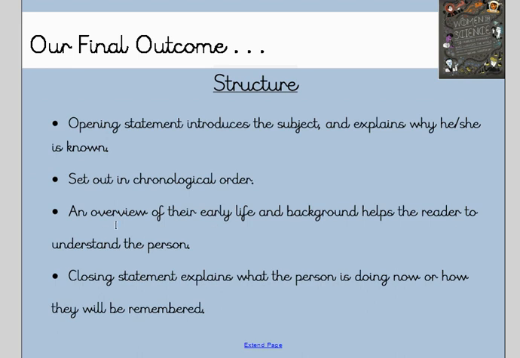So it's not just about what they've done in their adult life. Actually, we want to know a bit about that person as well and develop our whole picture of this person that we're reading about. And then a closing statement that explains what the person is doing now or how they are or will be remembered. Okay, and that depends whether this person is still around or whether this person is no longer alive. So you'll be talking about either what they're doing now and how they'll be remembered, or if they are no longer with us, you'll be talking about how they are remembered, okay, what they're remembered for. So that's going to be one of your sections today.